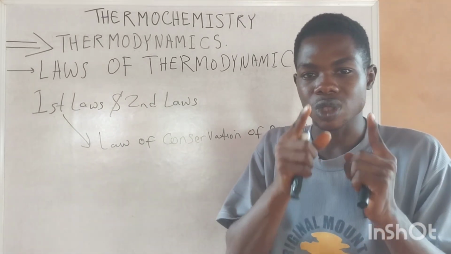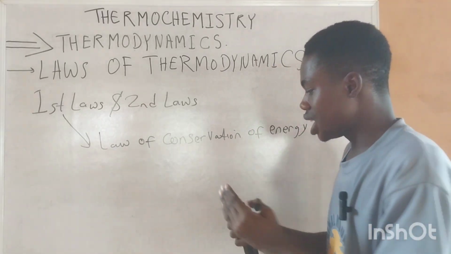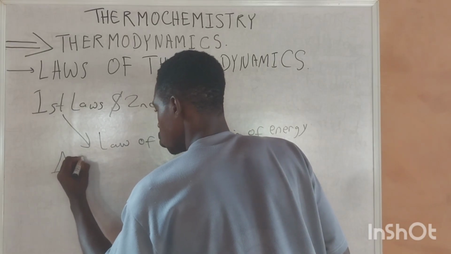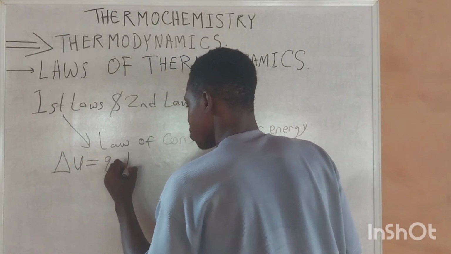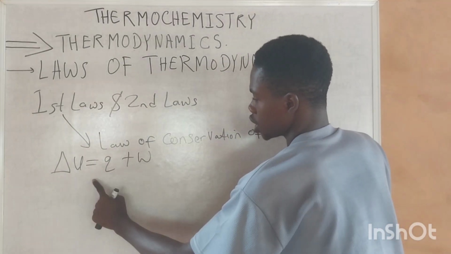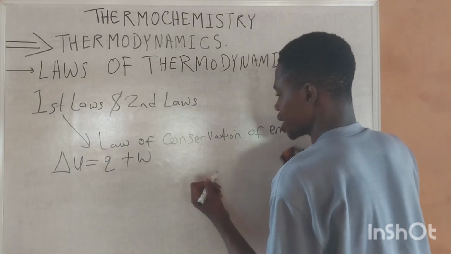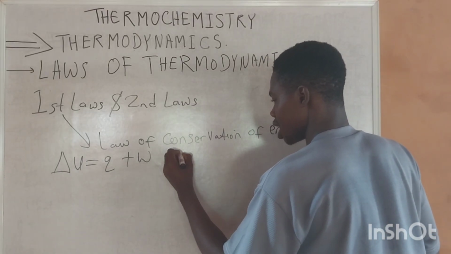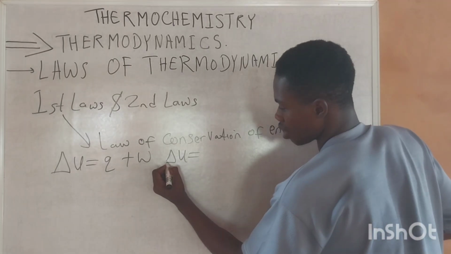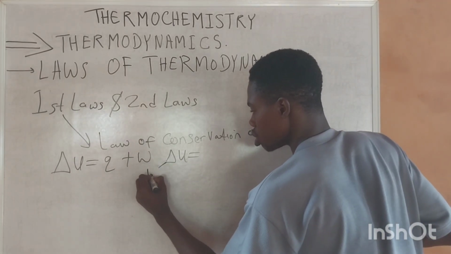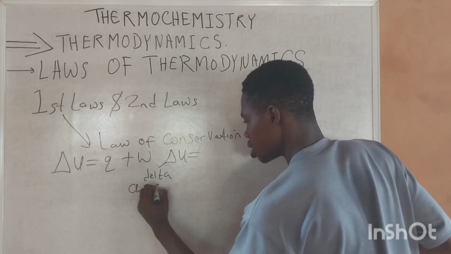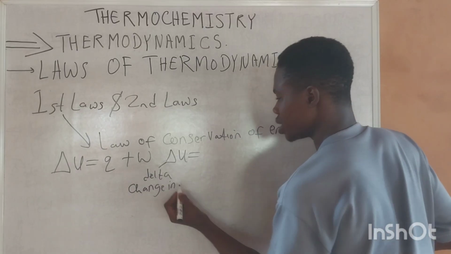from one form into another form. Mathematically, the law can be represented like this, where we have delta U equal to Q plus W. Are you seeing it now? So the law can be represented as delta U equals Q plus W. Where this delta U is the change in internal energy. You know, delta means what? This triangle sign is called delta, and this delta means change in. So delta means change in.